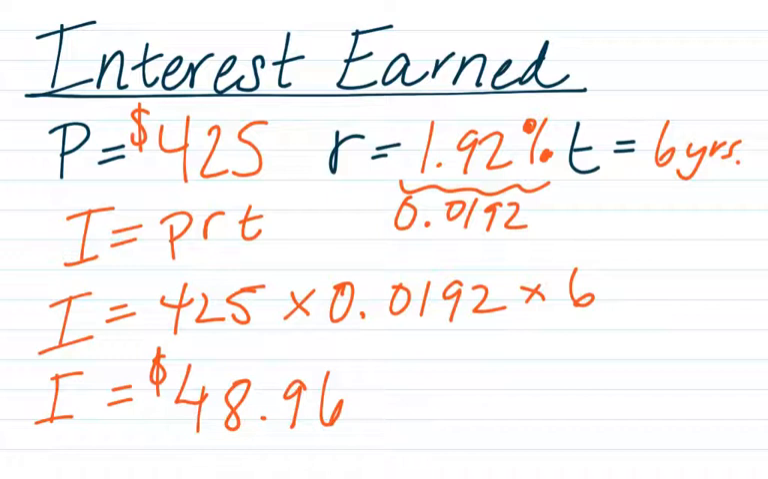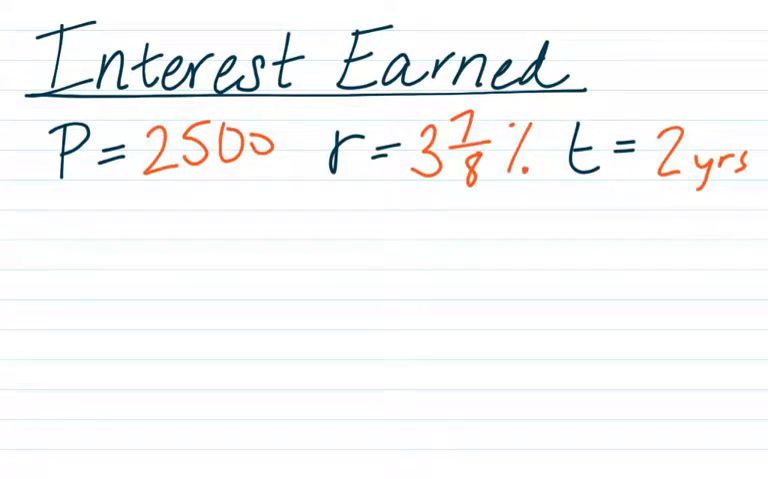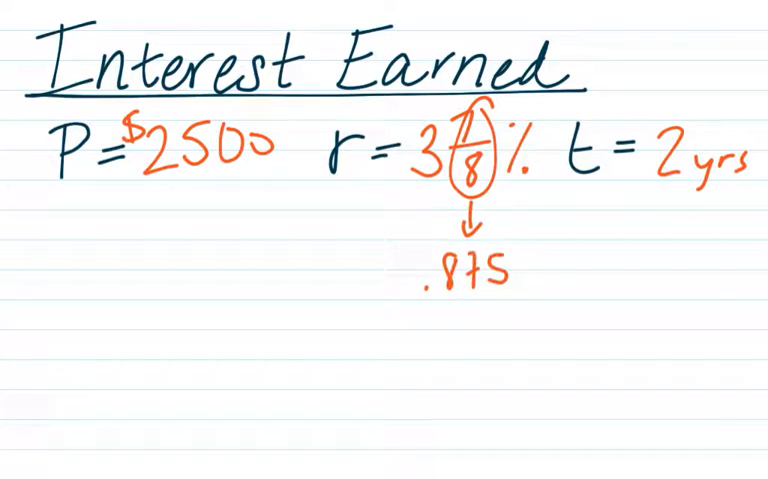Let's try another one. In this next example, our principal is $2,500. Our rate is 3 7/8%, and our time equals 2 years. First thing I want you to do is take the 7/8 and figure out the decimal value of that. In your scientific calculator, you can do 7/8, or you might have this memorized, which would be awesome. When you do 7 divided by 8, you get 0.875. But it doesn't start with a 0 because we have the whole number 3 in front of it.